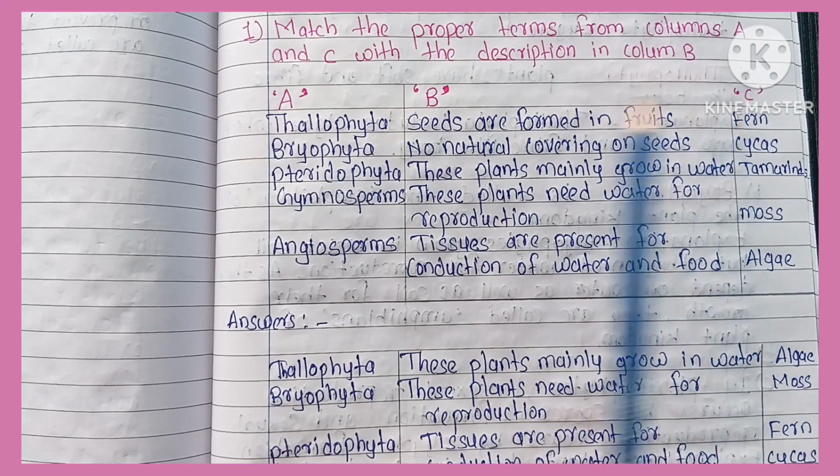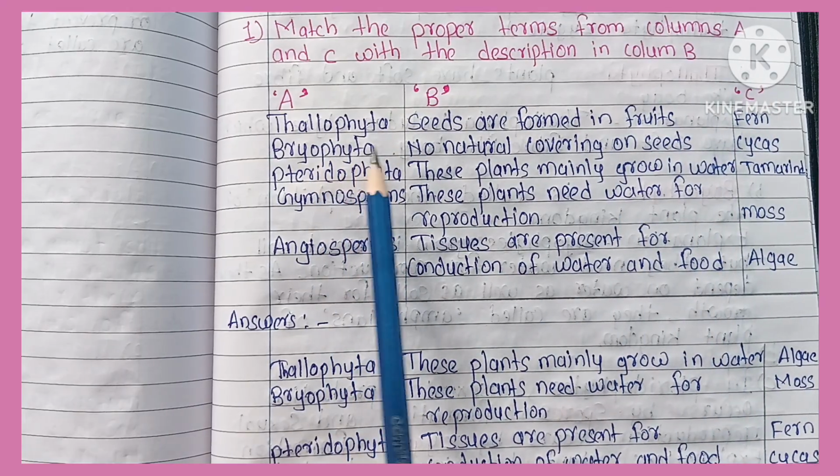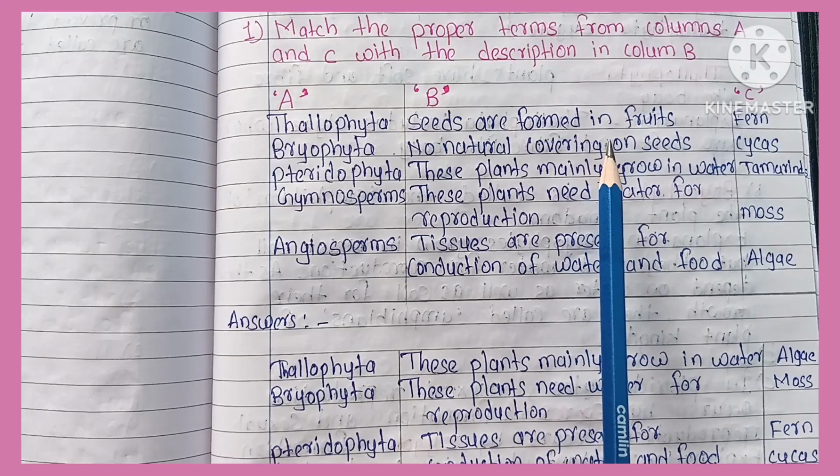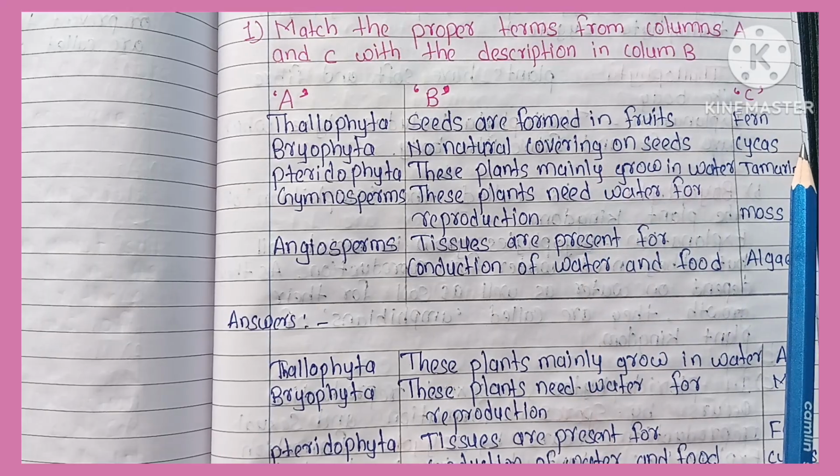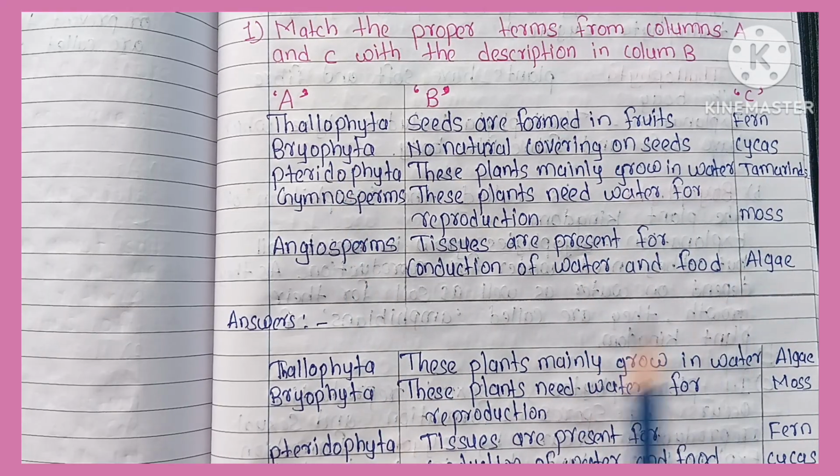First question: match the proper terms from column A and C with the description in column B. Column A shows plant group, column B shows their characteristics, and column C gives example. Let's match them one by one.